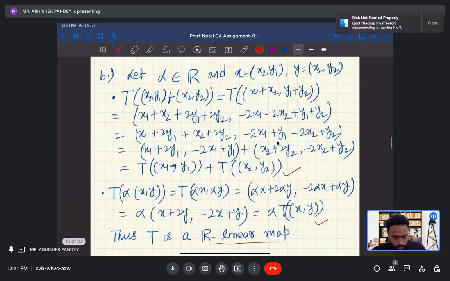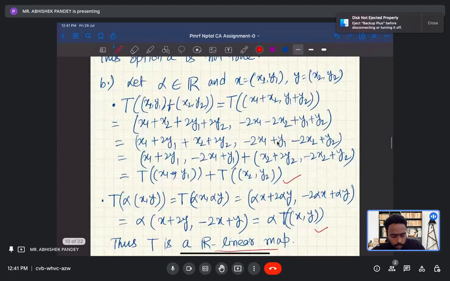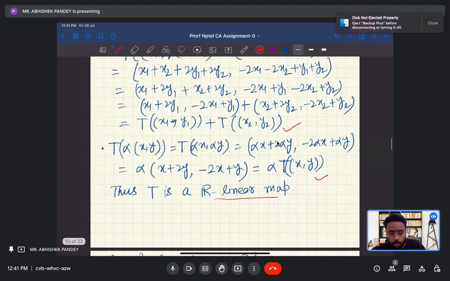Now let us check whether it is R linear or not. For alpha belongs to R and x, y belongs to R², we need to check T(x + y) = T(x) + T(y). After some calculation, we get that T(x + y) = T(x) + T(y). And T(alpha x + y) is nothing but T(alpha x, alpha y), and after doing calculation, we will get alpha times T(x, y). Thus, T is R linear.